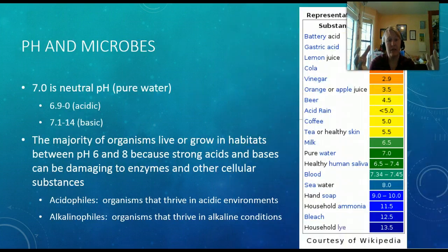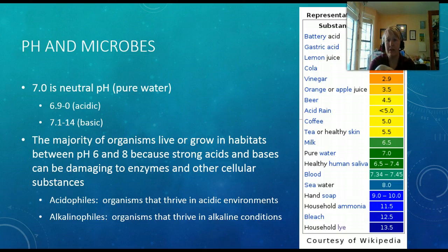Our next environmental factor is pH. So we know, or hopefully know, that 7.0 is neutral pH. This is right smack in the middle of the pH scale. This is if we have pure water. Now this is not necessarily the water that comes out of your tap. Those waters are always slightly different in pH, but pure water has a pH of 7.